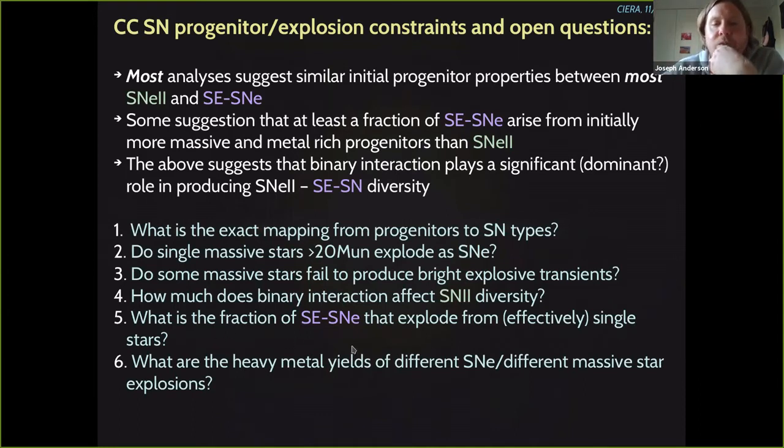And then what is the fraction of stripped envelope supernovae that explode from effectively single stars? So if we're concluding most of them come from binaries, do some of them still come from single stars, and what is that fraction? And then a kind of separate but more general question, what are the heavy element yields of the different supernovae, different massive star explosions? And this is really important for understanding many other things in astrophysics, because core collapse supernovae, and all the type 1a supernovae, are the main heavy metal producers in the universe.